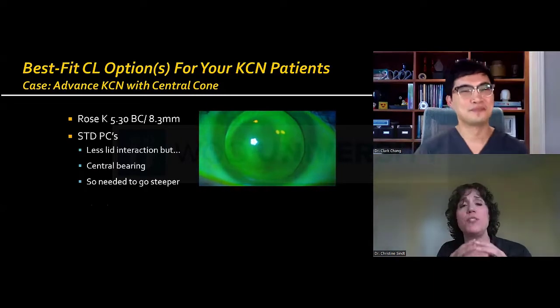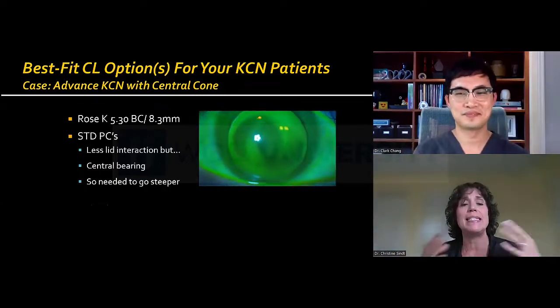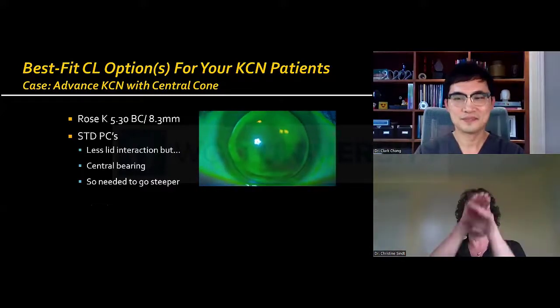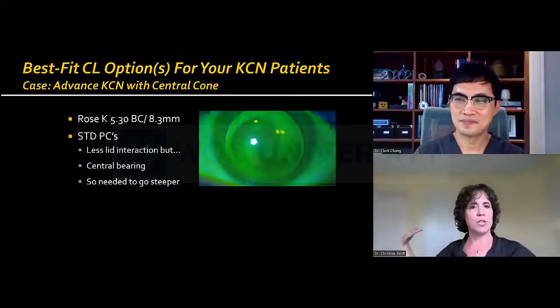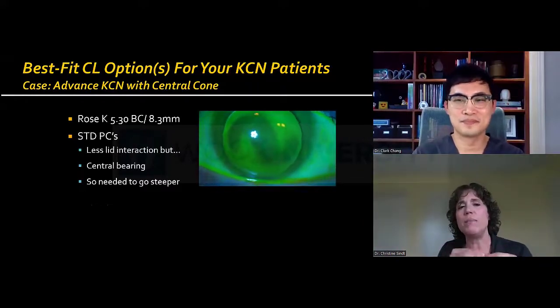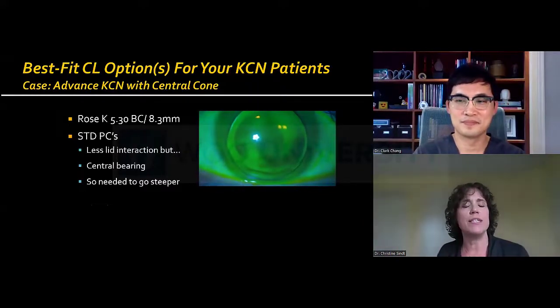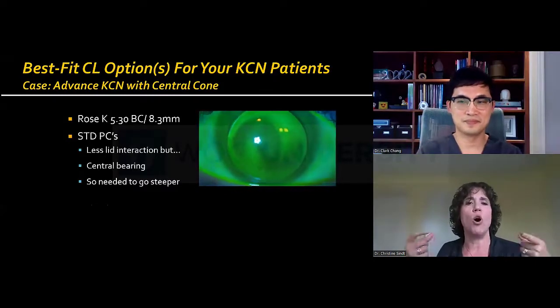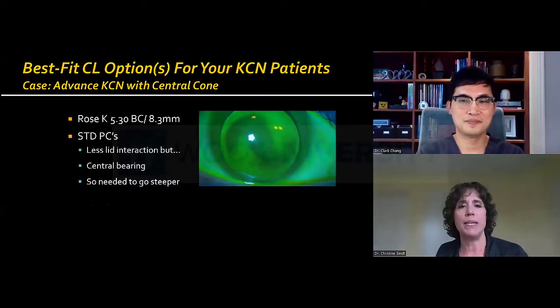Now, if you have a very steep cone and you want to fit a standard lens, this is like fitting a sombrero on the head, right? You're fitting over that cone and then gliding out into the periphery. And so when you want to fit a very steep cone, I want you to really think small lens. If you've got that small, steep central cone, think small lens. And an 8.3 is a great place to start.